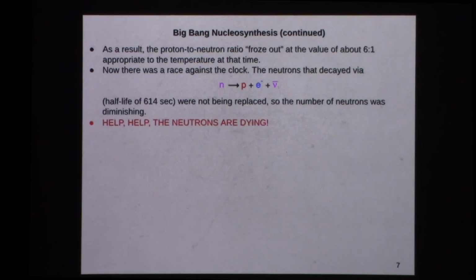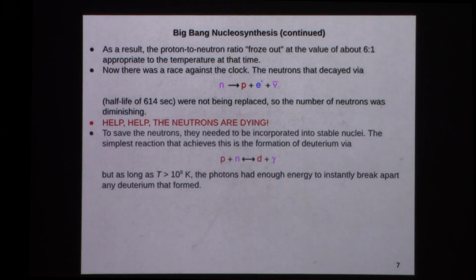So we had a situation of, help! Help! The neutrons are dying! We're going to save the neutrons. How are we going to do it? To save the neutrons, they needed to be incorporated into stable nuclei. In nuclei that are stable, the neutrons are stable.